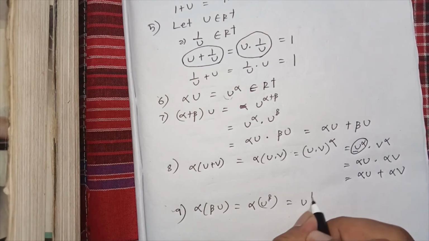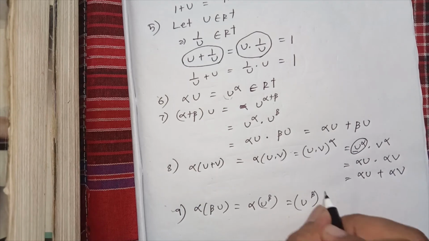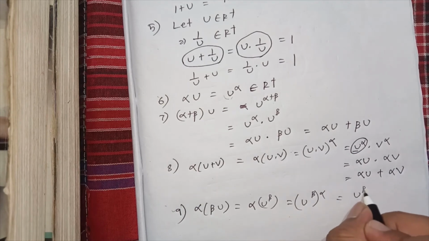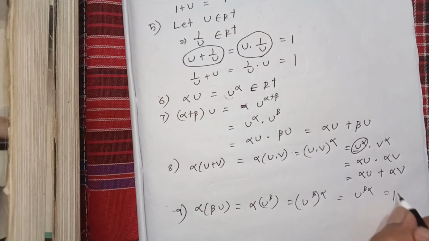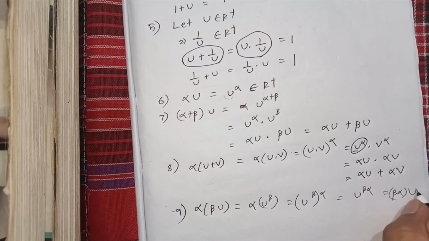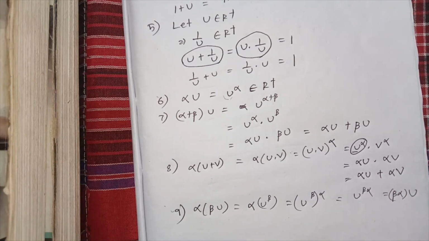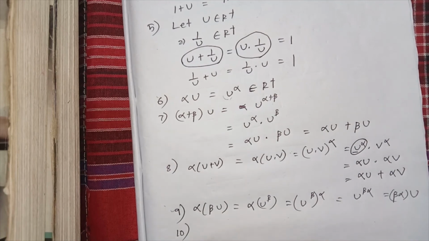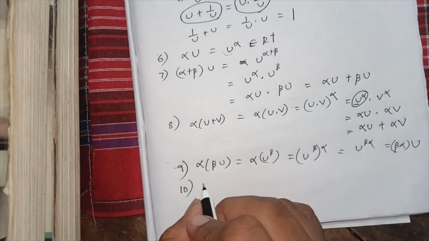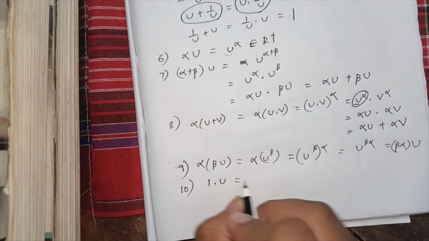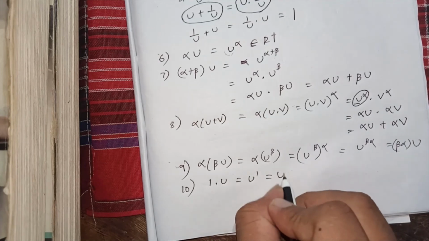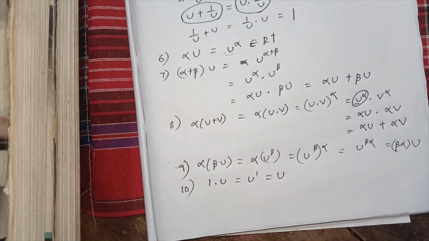is equal to u to the power beta whole to the power alpha, which is equal to u to the power beta alpha, or you can write this as beta alpha into u, or alpha beta into u. Then number 10 is that 1 into u is equal to u to the power 1, which is equal to u, and hence it's proved all the 10 properties are satisfied here.